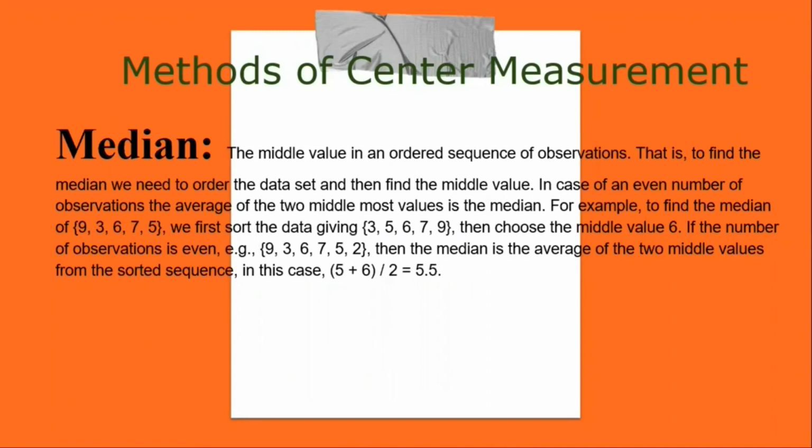For example, to find the median of 9, 3, 6, 7, 5, we first sort the data, giving 3, 5, 6, 7, 9. Then choose the middle value, 6. If the number of observations is even, e.g., 9, 3, 6, 7, 5, 2, then the median is the average of the two middle values from the sorted sequence, in this case (5 + 6) / 2 = 5.5.